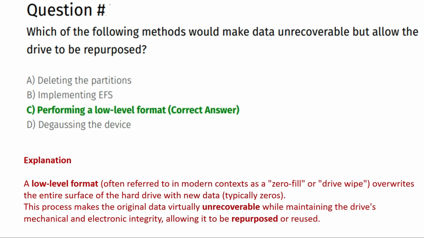A low-level format, often referred to in the modern context as a zero fill or drive wipe, overwrites the entire surface of the hard drive with new data, typically zeros. This process makes the original data virtually unrecoverable while maintaining the drive's mechanical and electronic integrity, allowing it to be repurposed or reused. So that's why the correct answer for this question is option C, performing a low-level format. So let's move to the next question.